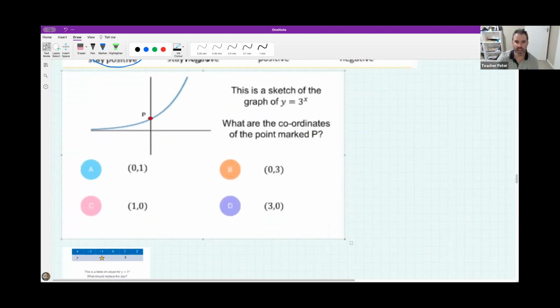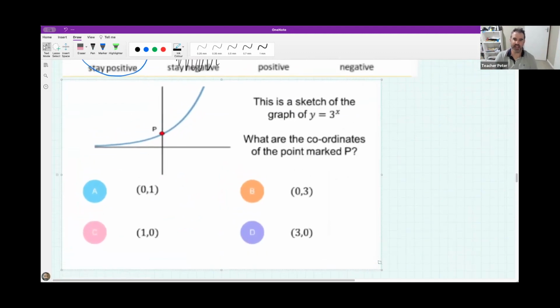So we have an exponential function again. It's got this feeling of just taking off. They tell us that the equation of the graph is y equals 3 to the x. And then they want to know what are the coordinates of the point marked P. So to me, that looks like a y-intercept. So be aware that looks like a y-intercept. Which of the 4 points do you think represents P?